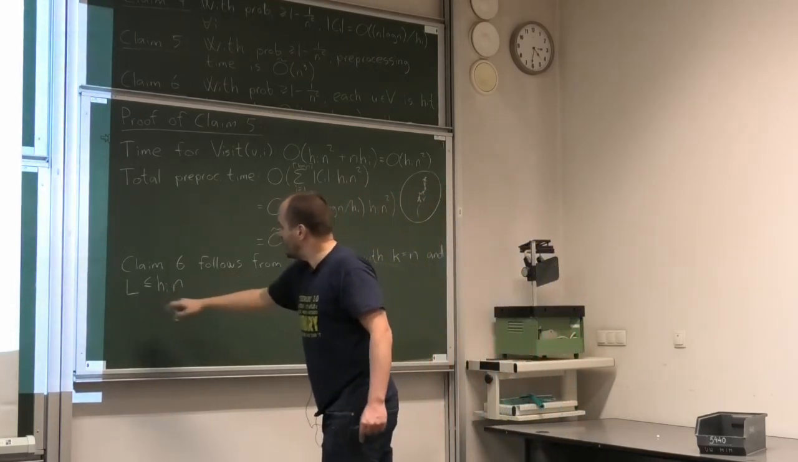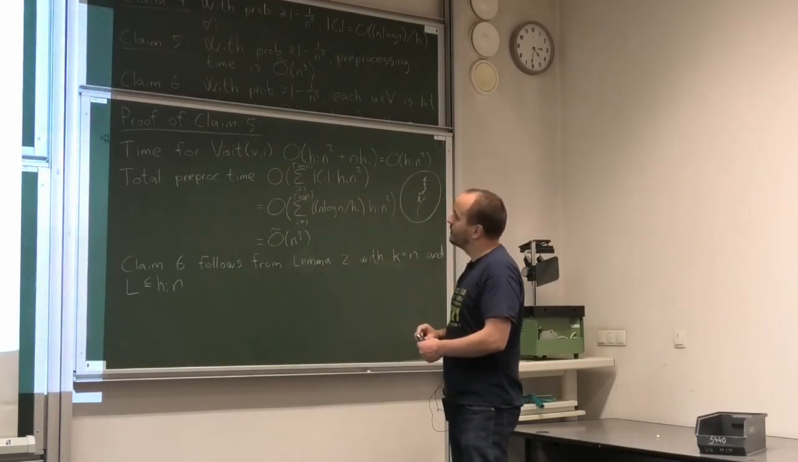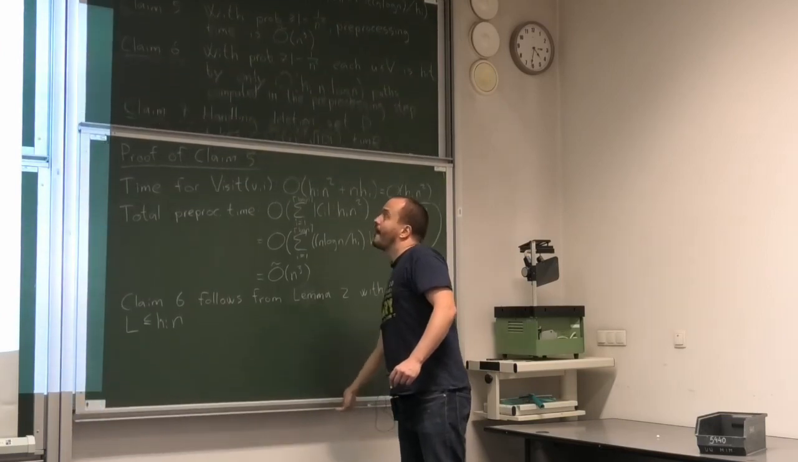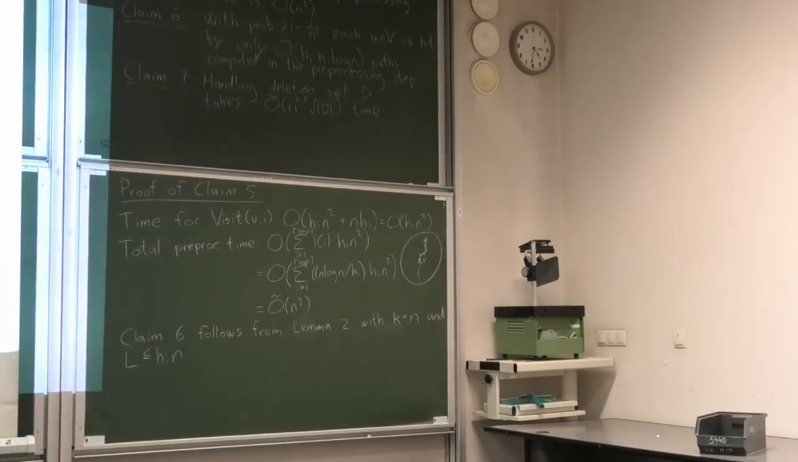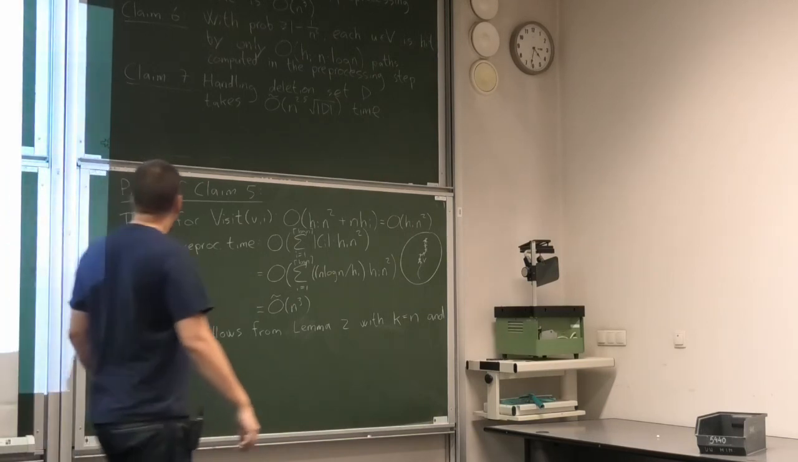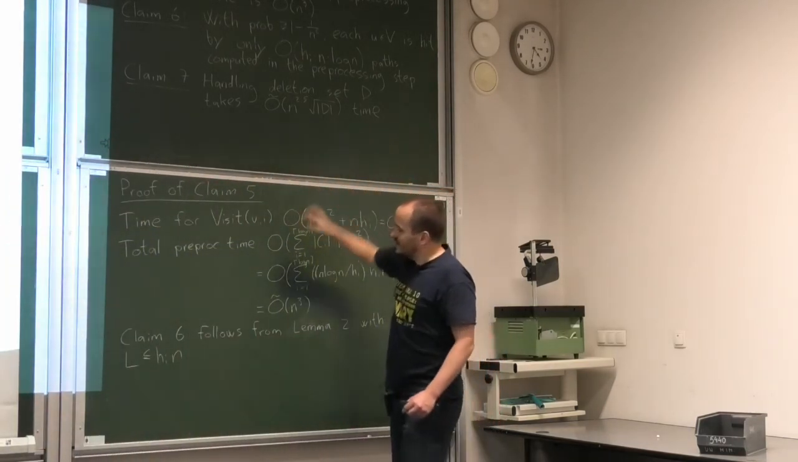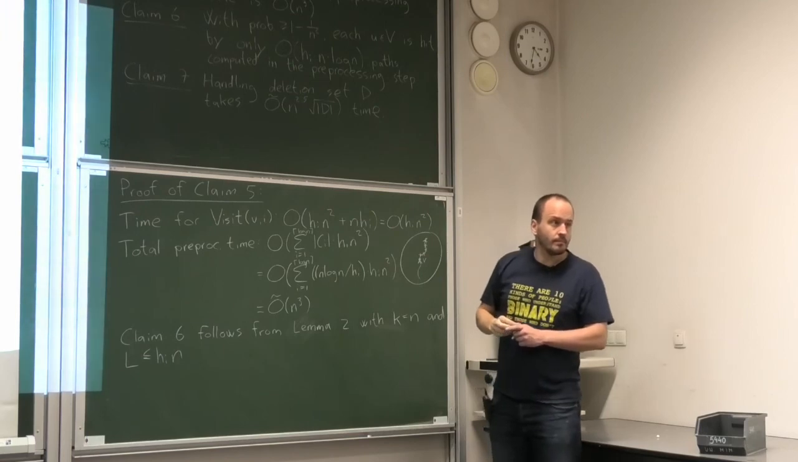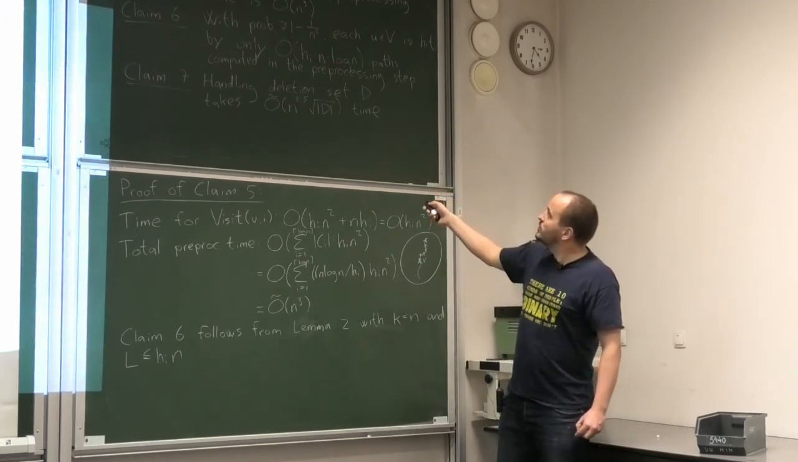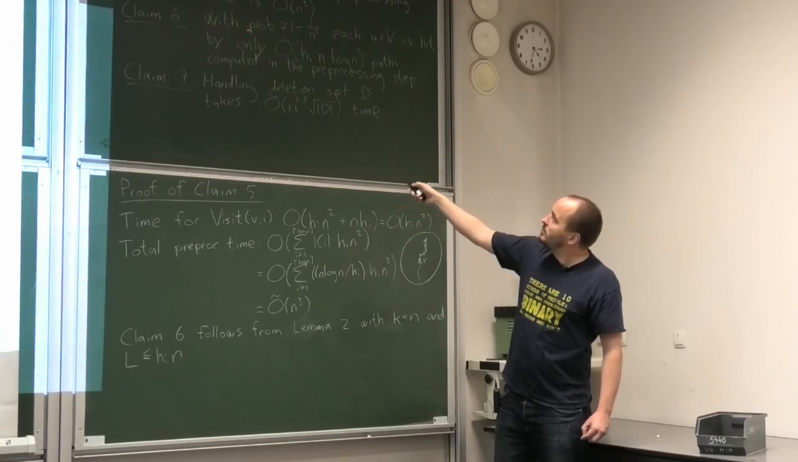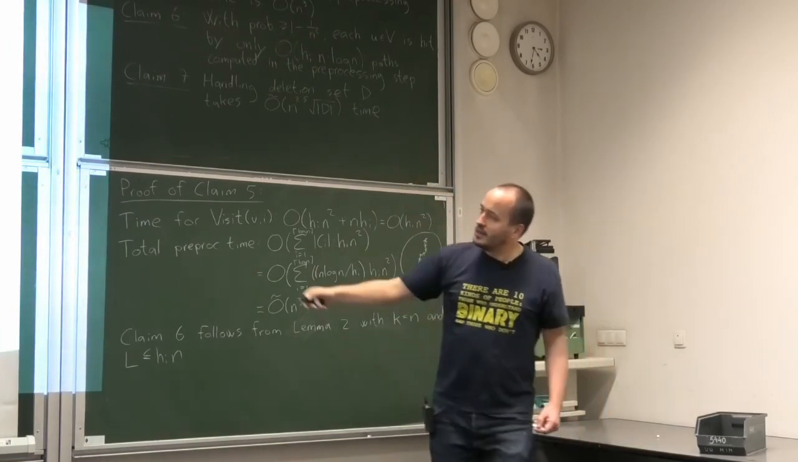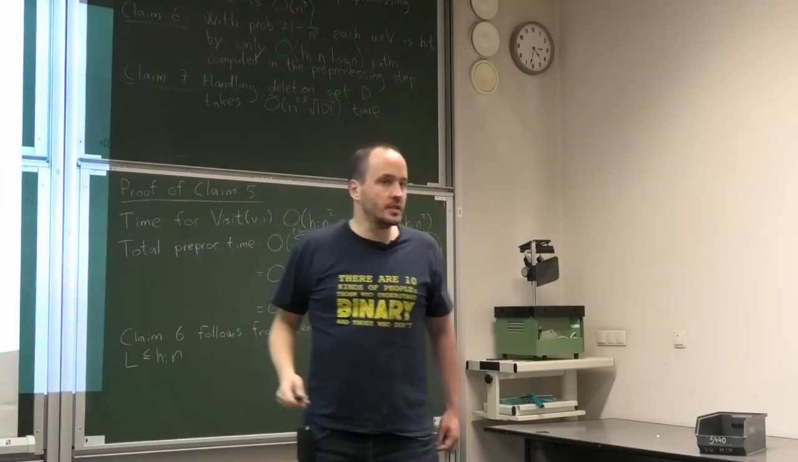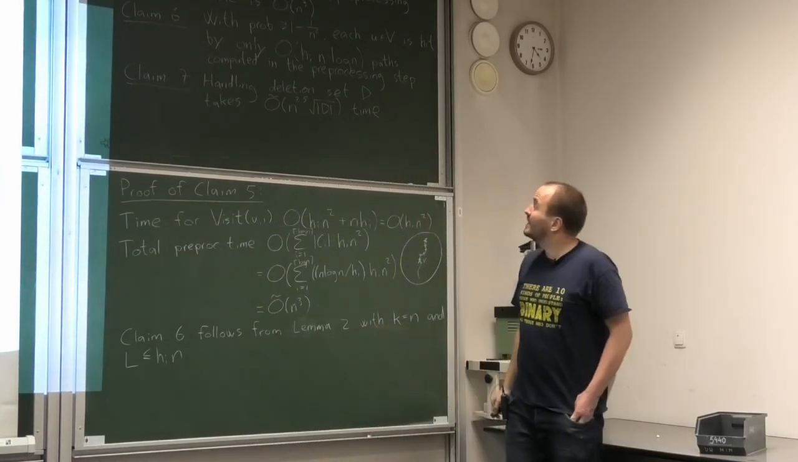So if you use this value of L and this value of k here, what does Lemma 2 say? It says that then at any point each pile has only order L log k pebbles. And here this is our L, h_i times n, times log k, which is log n, right here. The reason why this only holds with high probability is Claim 6, because Lemma 2 says it holds with absolute certainty. Why do we get high probability now in Claim 6?